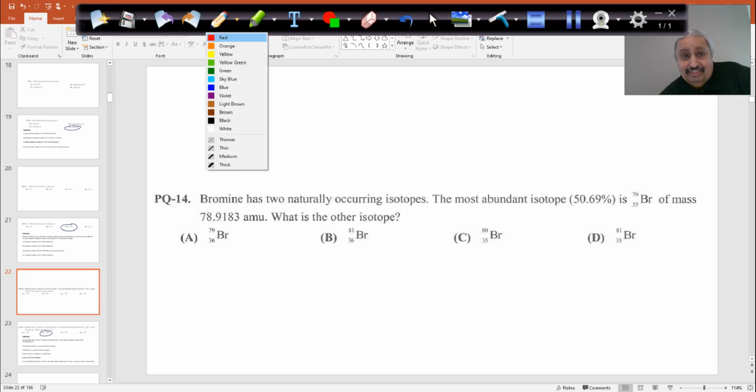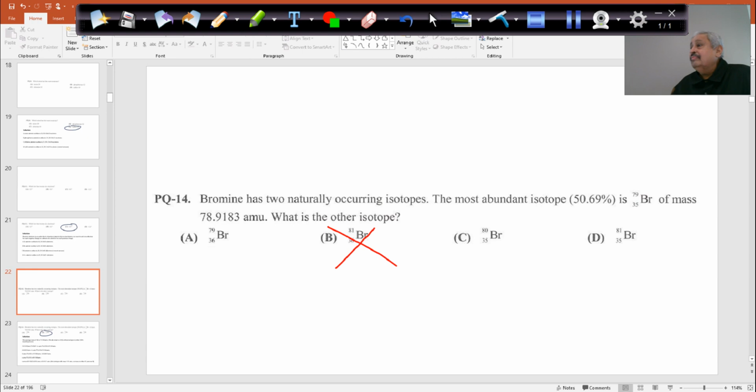Now, how many can I eliminate without calculation? That's 36. Okay, that's not bromine, correct? That's another element after bromine. So I eliminated two options. I'm dealing with only two, this or this. So the most abundant one is 50.69%, and it is this one here. What is the other isotope? Well, the most abundant one is this one here.